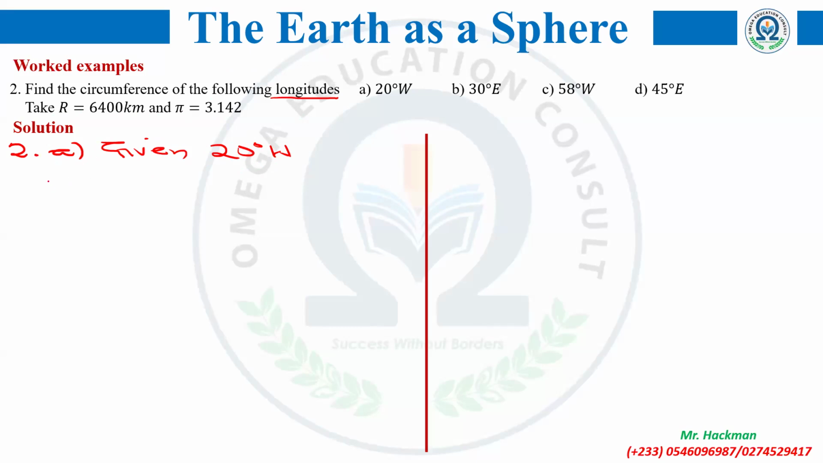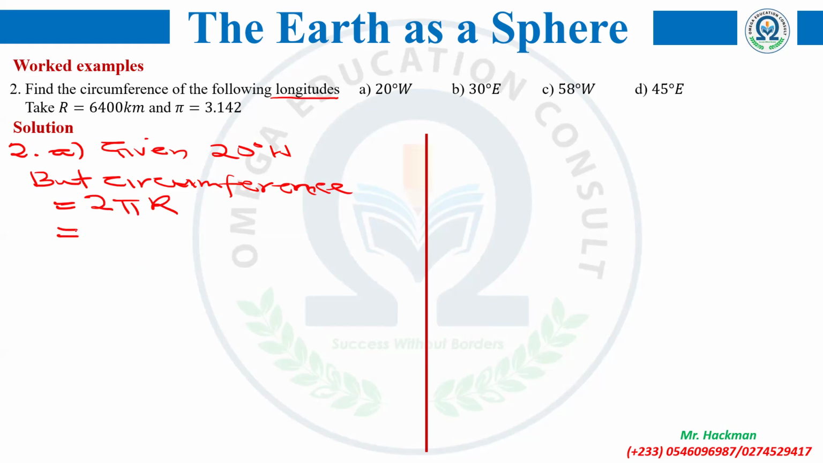Now we are looking for the circumference. So I'll write it out the first time round. I know that circumference will be equal to the circumference of a great circle. Do you agree? And the circumference of a circle is 2 pi r. But for a great circle, the r will be capital, so it will give us 2 pi capital R. Is my point well made? Yes. So you need the values for pi and R, and you are good to go.